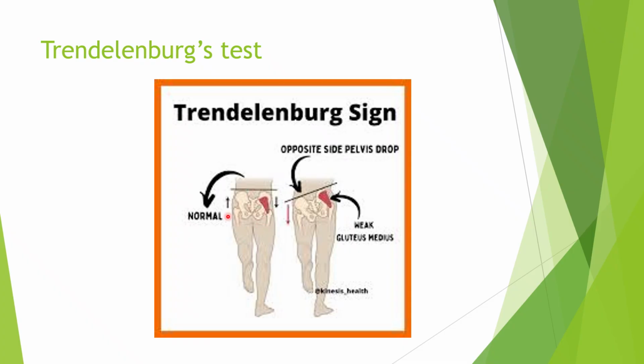This shows the Trendelenburg's test or the Trendelenburg sign. Normally when the body is supported on one limb, the glutei of the supported side raises the opposite or the unsupported side of the pelvis. But if the abductor mechanism is lost due to the weak gluteus medius, the unsupported side of the pelvis drops. This is called as positive Trendelenburg's test. This results in waddling gait.